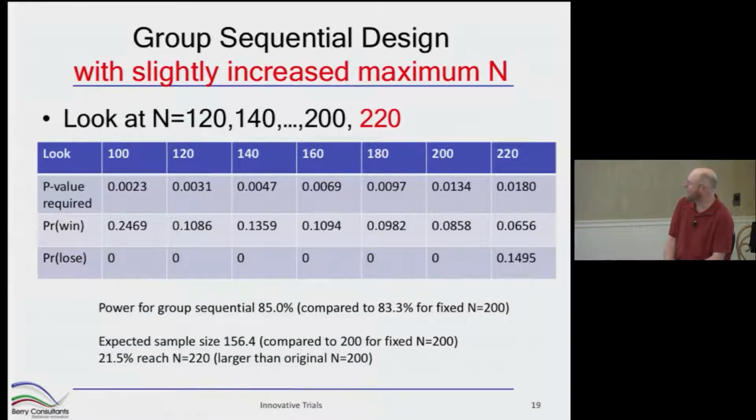But in any case, we're saving sample size on average. If I have to do this repeatedly, I have to go up to 220 every once in a while, but I get to go down to 140, 160 a lot more. So that's why I get to save sample size in doing this repeatedly.